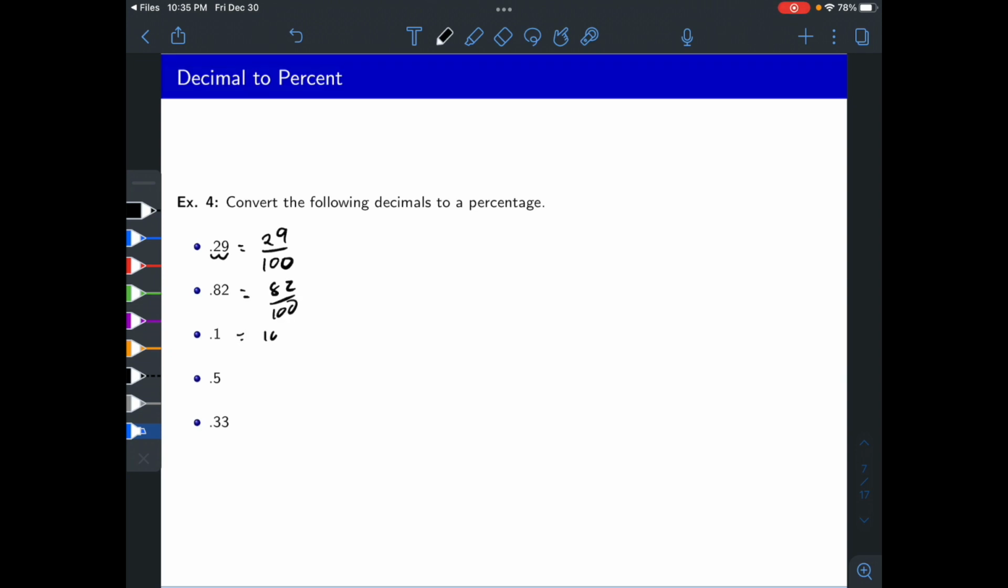0.1 would be like moving it right 2 places. This is really 0.10 out of 100. It's like 10 out of 100, which of course you could simplify. So a lot of times when you convert this, I'm converting to fractions and forgetting to convert to a percentage. So like this would be 29%, this is 82%, this is 10%.